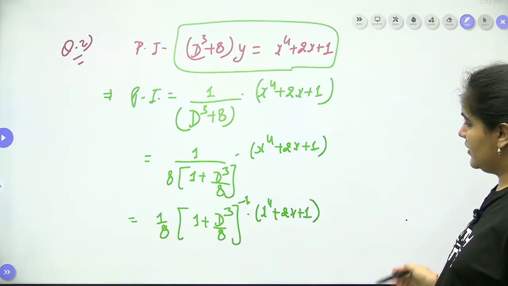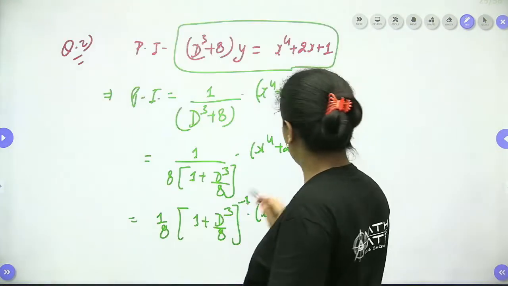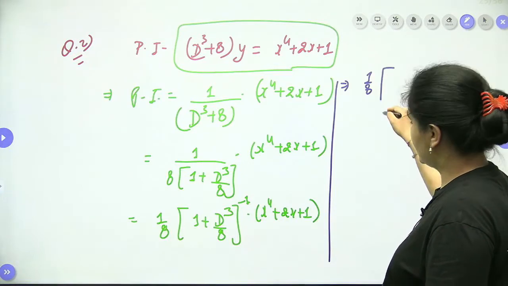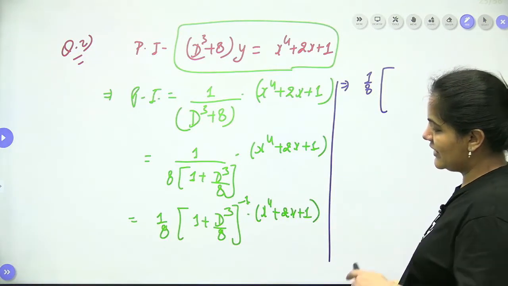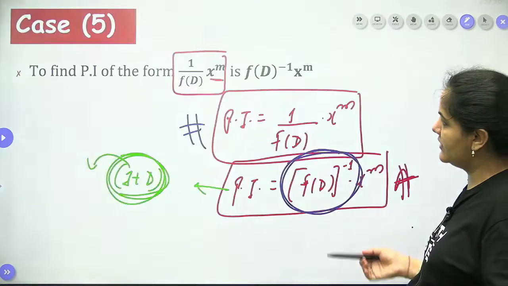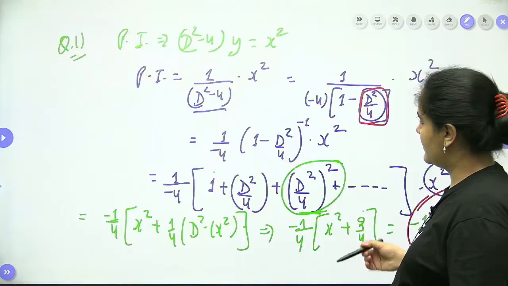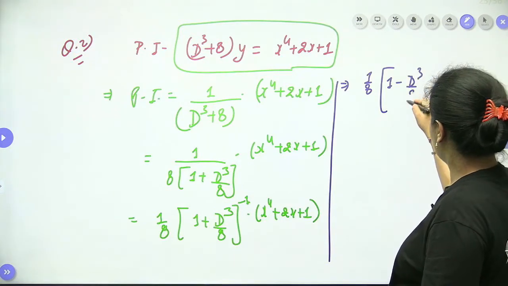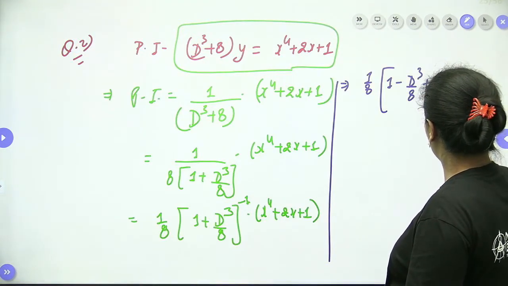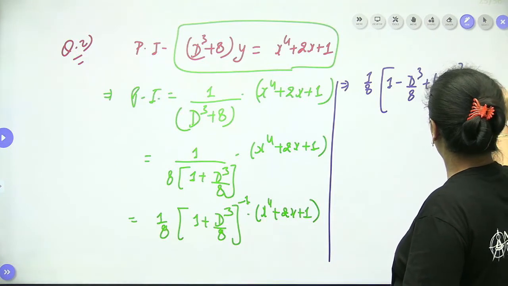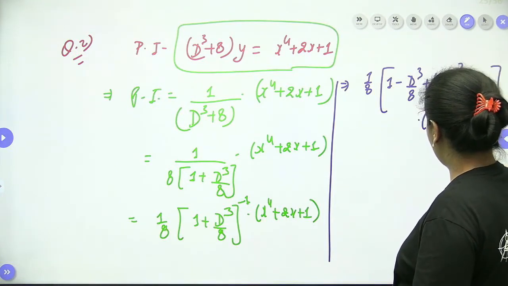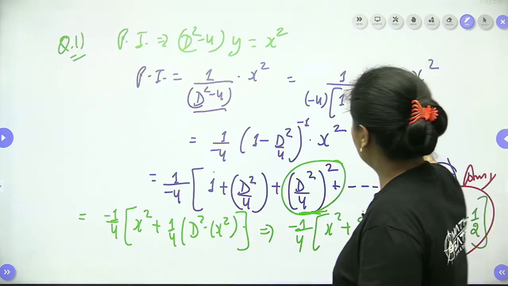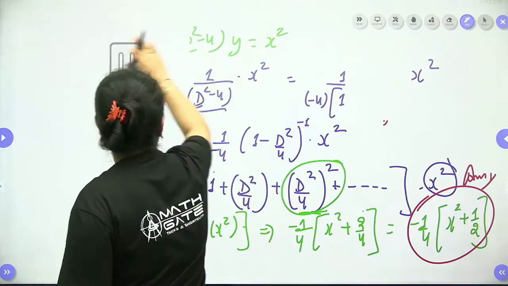Let me write down here only. It will be 1 by 8. So this is the expansion of (1 plus d) to the power minus 1. In this expansion, the sign will be alternate. It will be 1 minus d cube by 8 plus (d cube by 8) whole square. I think it's enough. And you have to apply this on x power 4 plus 2x plus 1, right? So let's write down here now.